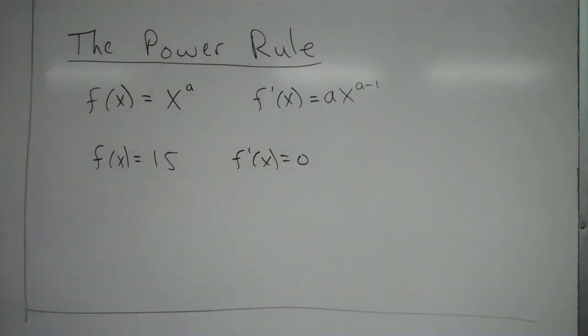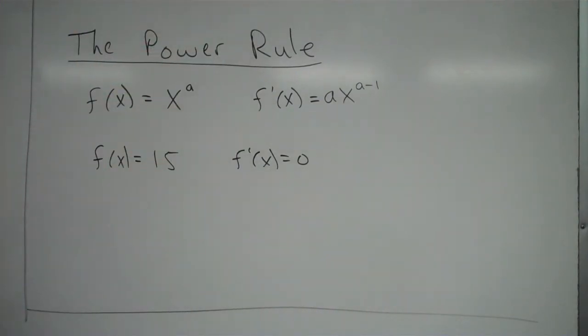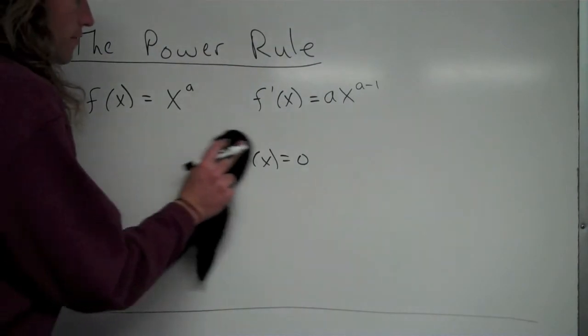And the derivative of any constant is equal to 0. Your function could be 10, could be pi, it could be e, it could be 100. All of those would have a derivative of 0.